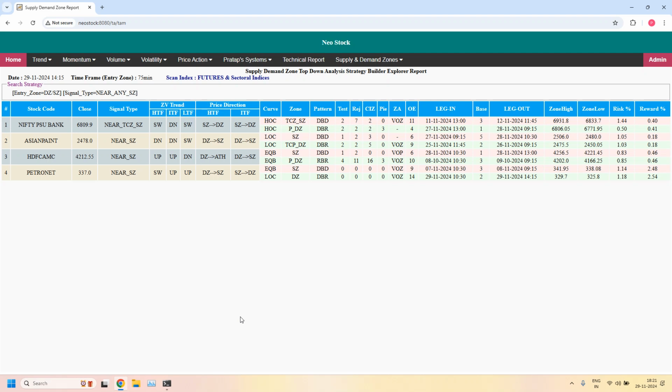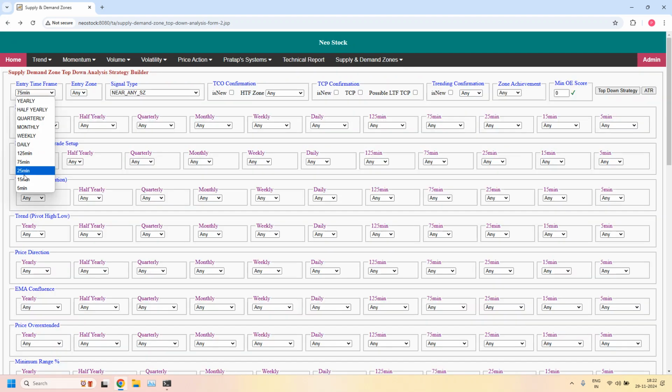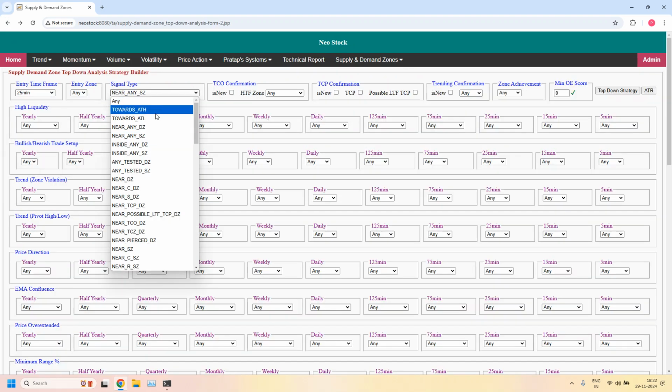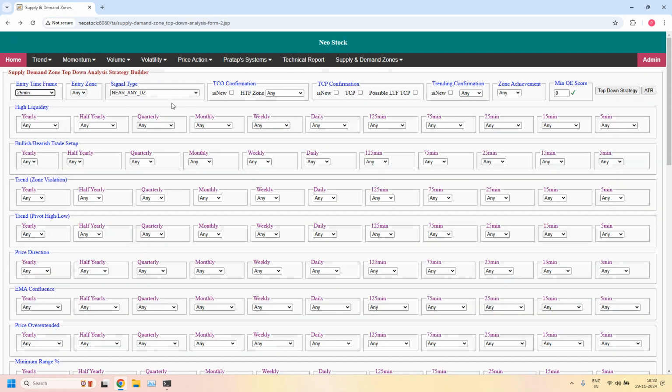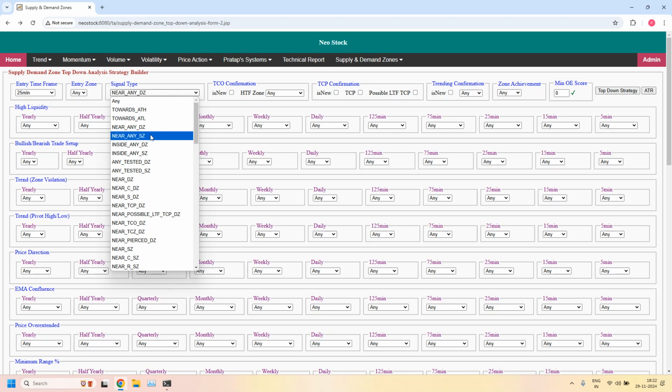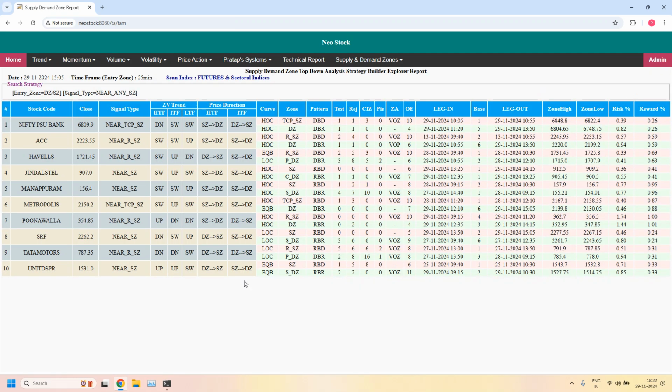Okay, this is about 75 minutes time frame. Next time frame is 25 minutes. Stocks near 25 minutes demand zone. We got 14 stocks. Next 25 minutes time frame. Stocks near 25 minutes supply zone. We got 10 stocks.